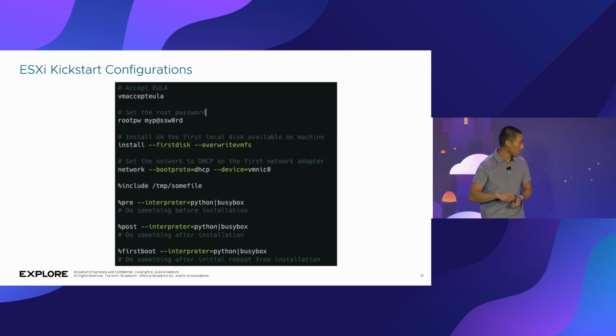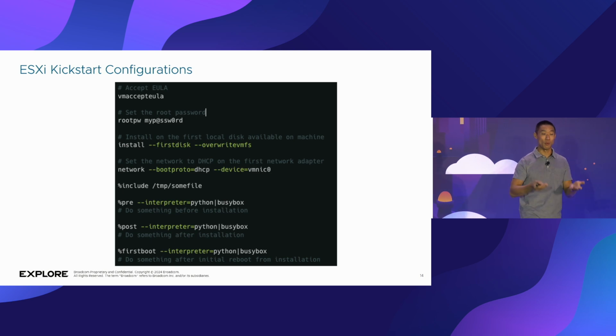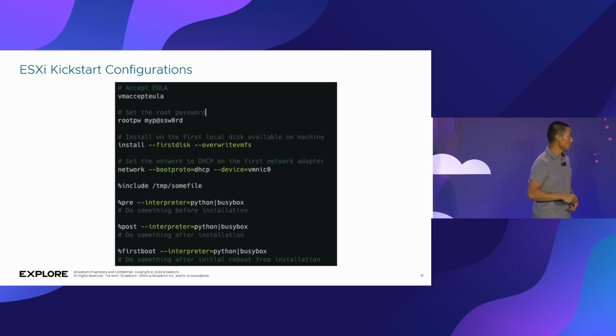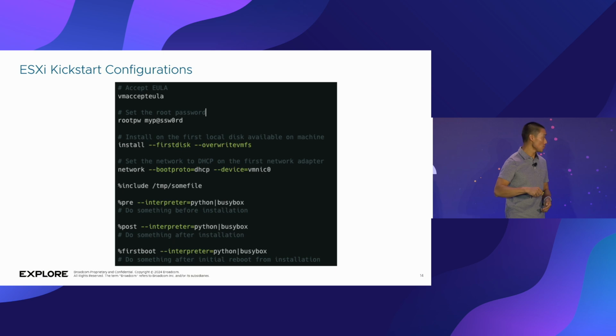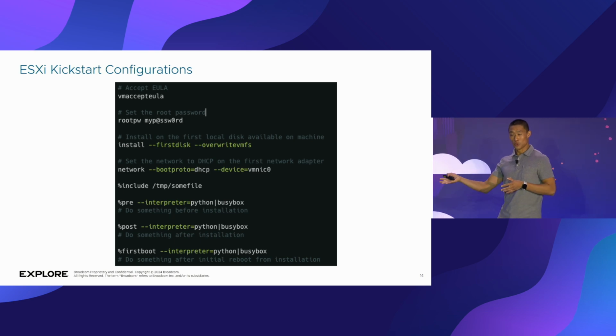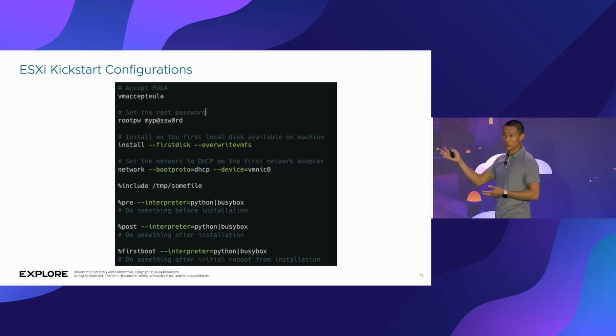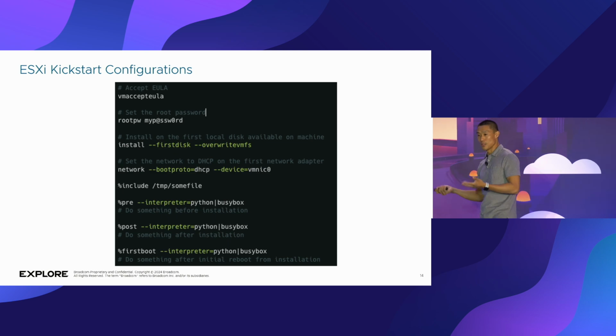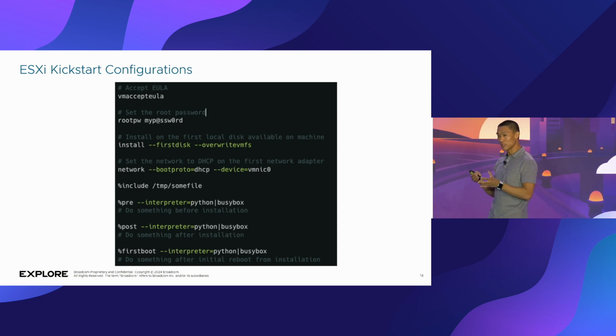Then I want to do some things after the installation, so before it goes through its first reboot, I may want to apply some configuration. And lastly, when the host boots up after it gets installed, I may want to do some operations. You can see there's an interpreter line here. There are two supported interpreters: Python, so you can write actual Python code in here to do some configurations, or I can use the BusyBox interface, and think of that as a basic shell interface.